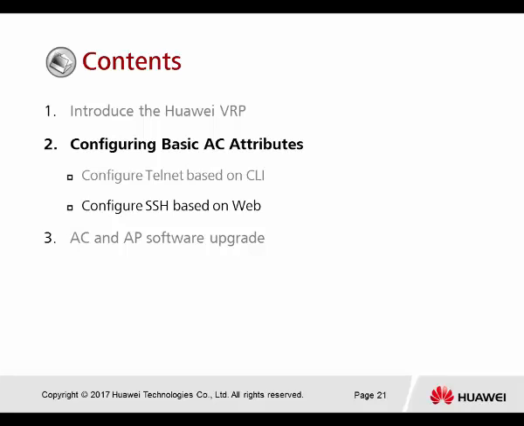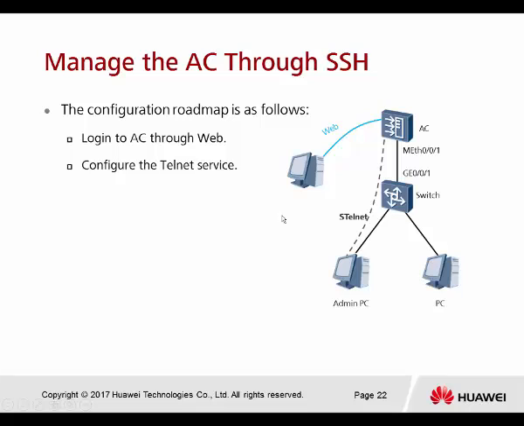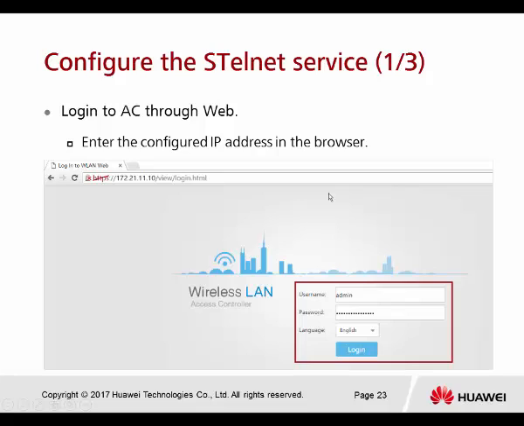And the next one is SSH based on the web. So this is a roadmap: log into the AC through the web, and configure the Telnet service. Of course, using the web is much simpler. We just need to make sure we are able to access the web. Put in the username and the password, and try to access.